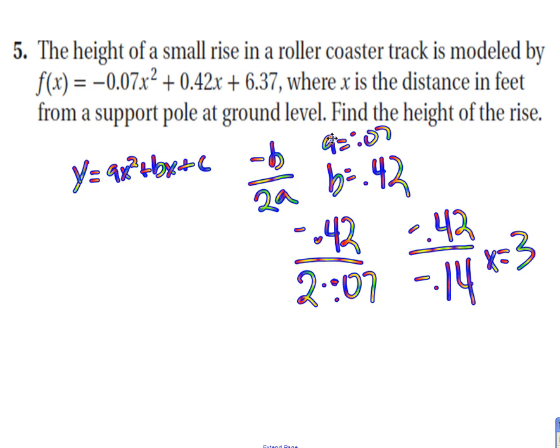So x is 3. So that is our what? What do we call that? That's not the vertex, that's the axis of symmetry, which is also the x-coordinate of our vertex. So how can we find the y-coordinate? We substitute it into our equation. Fortunately, it comes out to a nice even number.